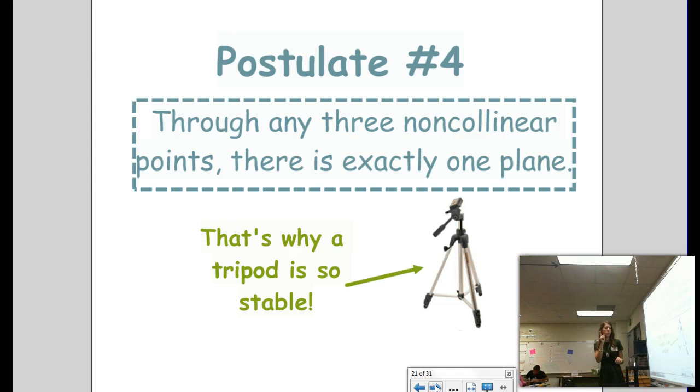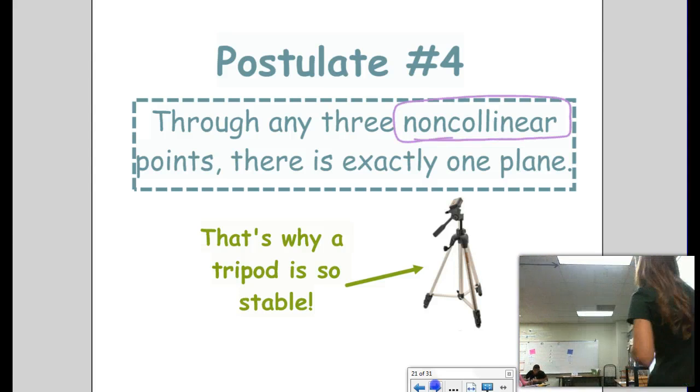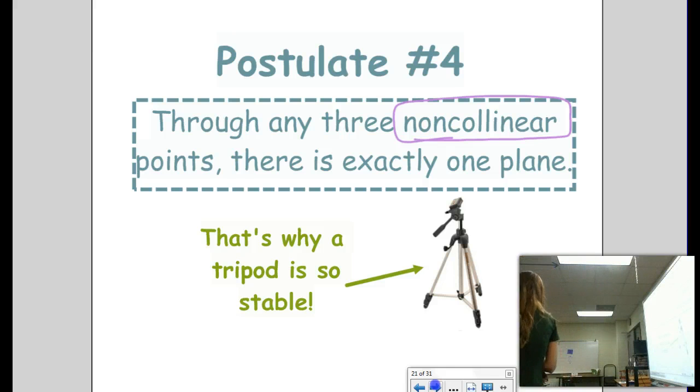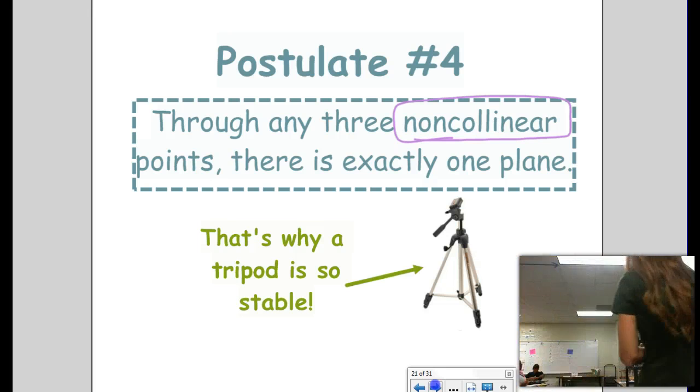Now, there is one tiny little caveat to this postulate. Why do they have to be non-collinear points? Let me give you a visual. If I took those same 3 points that those people were holding up, they were holding them like this, right? But if I put those 3 in a row, could my plane then start to tilt again? Yes. So they do have to be non-collinear. We're being kind of picky.